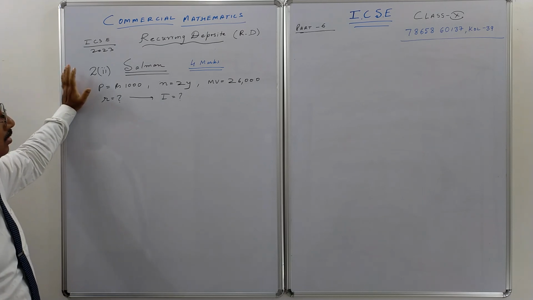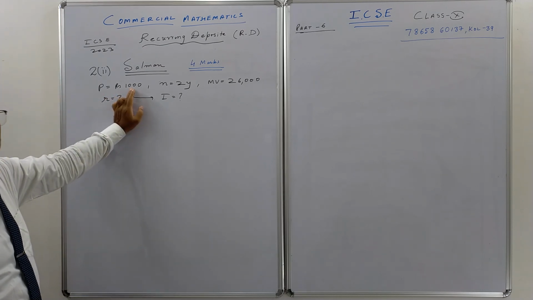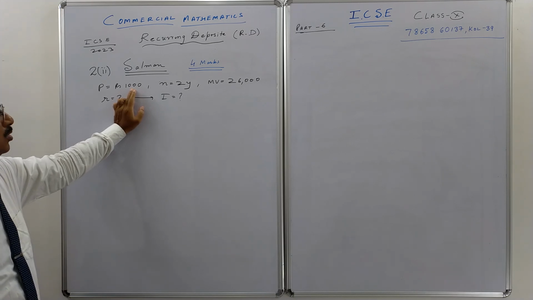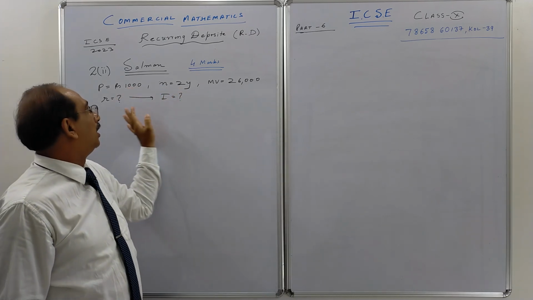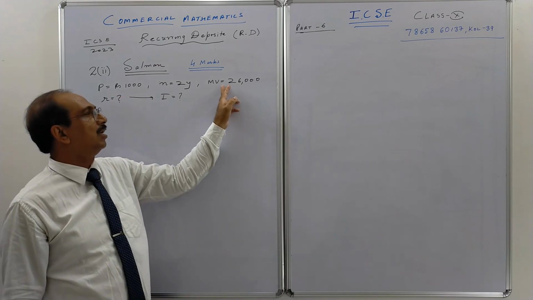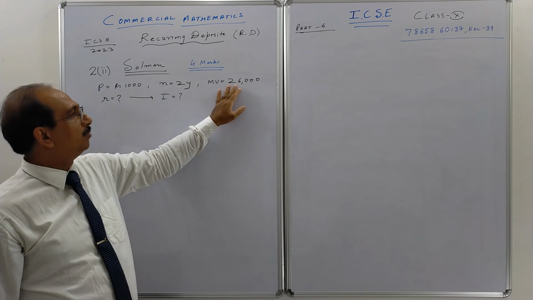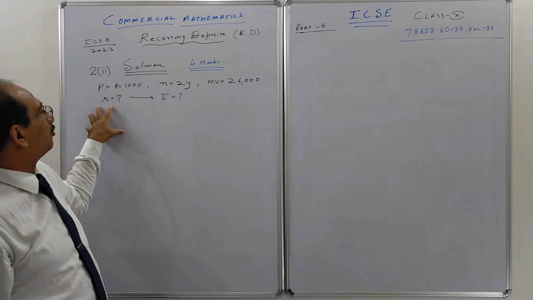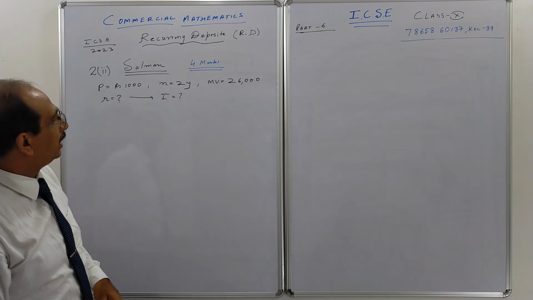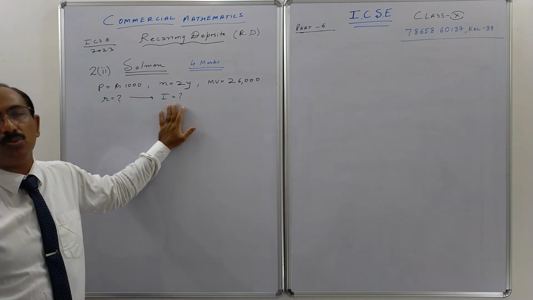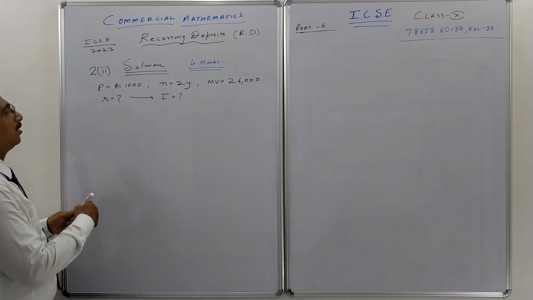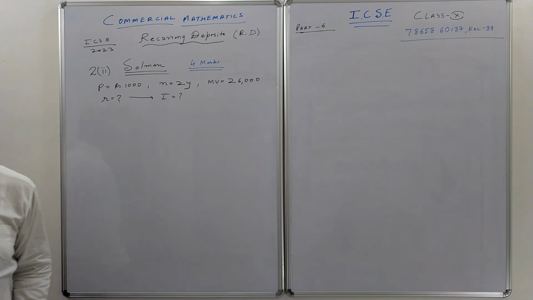There's a man Salman who deposits 1000 rupees P, meaning monthly installment, for 2 years, and the bank pays him 26,000 after 2 years as maturity value. We have to find the rate, but before finding the rate we need to know the interest. This is a 4-mark question. So children, see how we go about solving this.